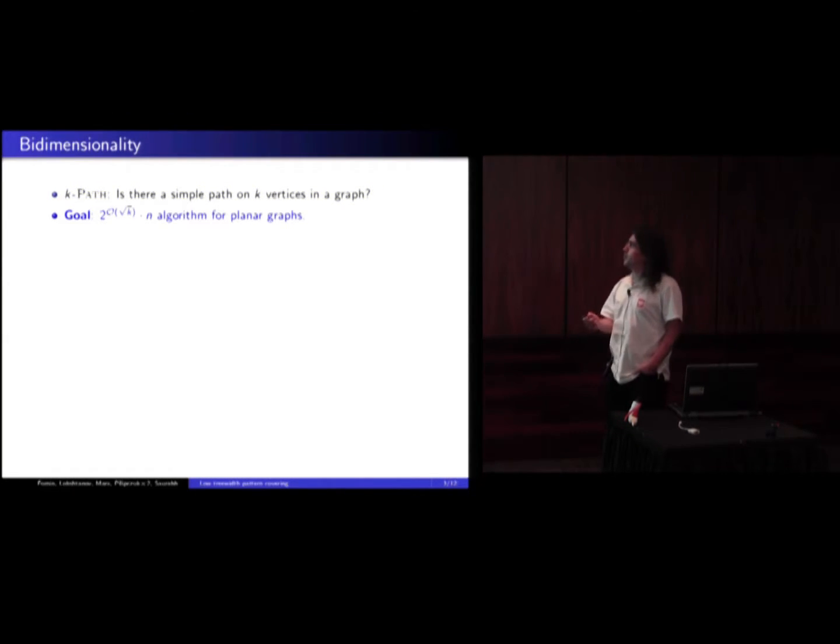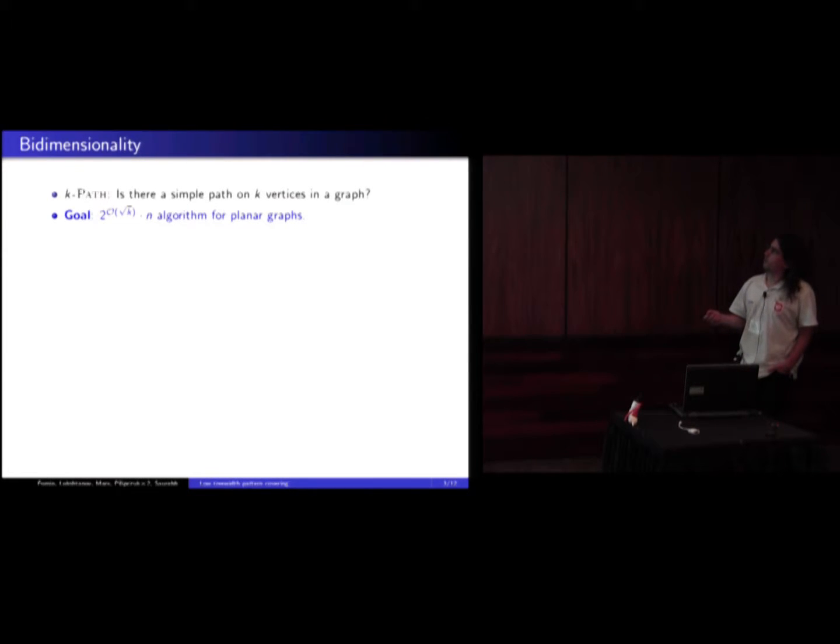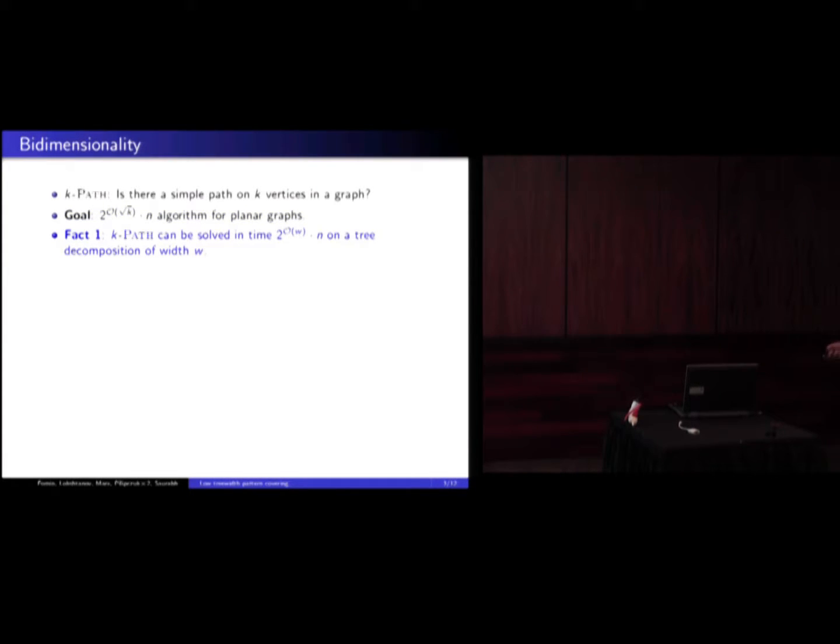So now I will give you an algorithm for this problem on planar graphs that achieves this funny-looking running time: 2 to the roughly square root k times linear in the size of the graph. I will need the following two ingredients. First, k-path can be solved efficiently on graphs of bounded treewidth. There is an algorithm working in roughly 2 to the w times linear in the size of the graph, where w is the width of the decomposition I'm given on the input.